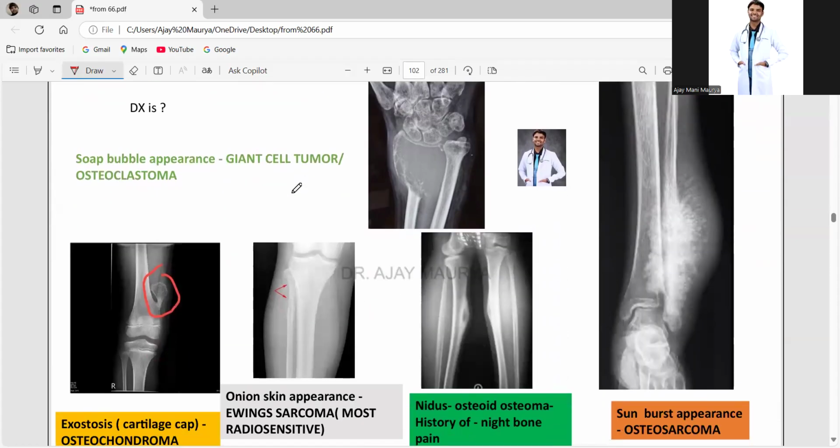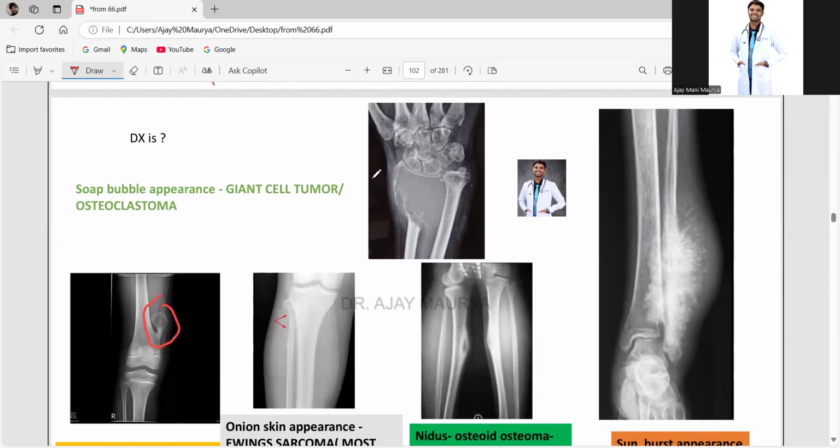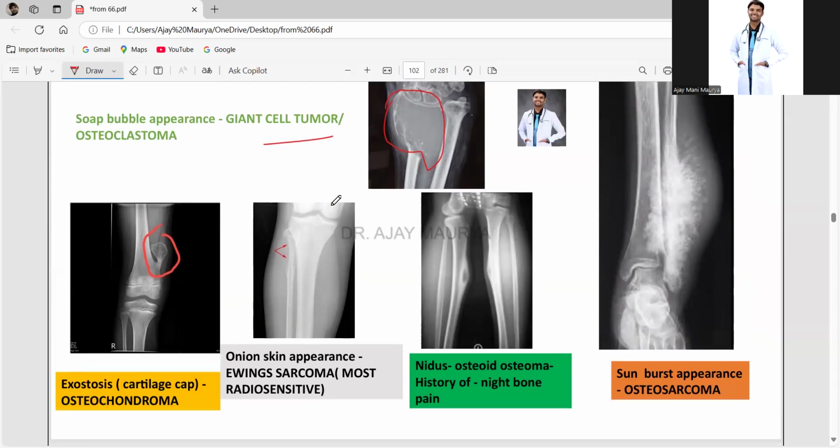Next one, the tumors of the bone. This appears to be what? This is the soap bubble appearance seen in giant cell tumor, also called osteoclastoma. This is the epiphyseal tumor. This is the exostosis. There is a cartilage cap here and a bony outgrowth. This is the exostosis, also called osteochondroma.